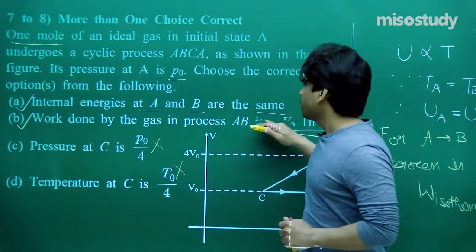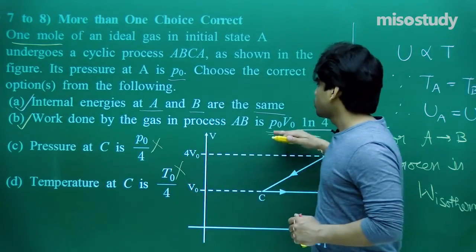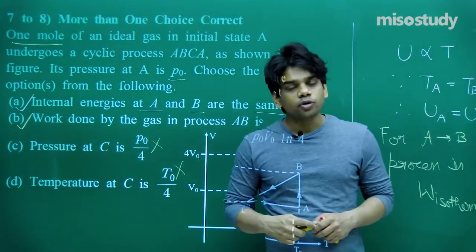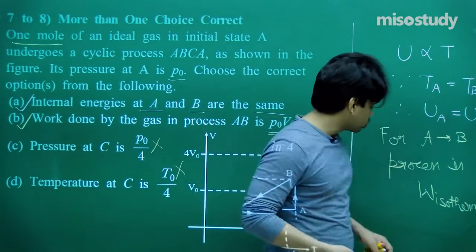Internal energies at A and B are the same. Work done by the gas in process AB is P naught V naught ln 4. That is what we can say about this question.